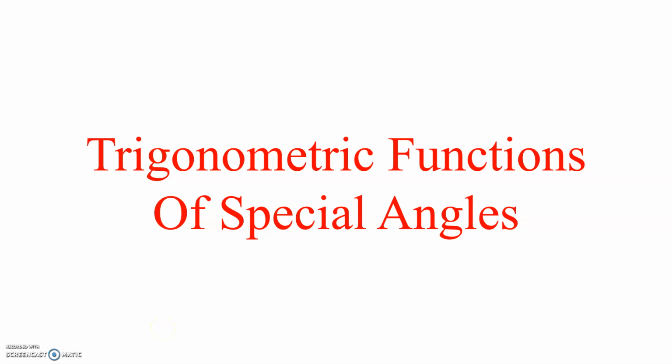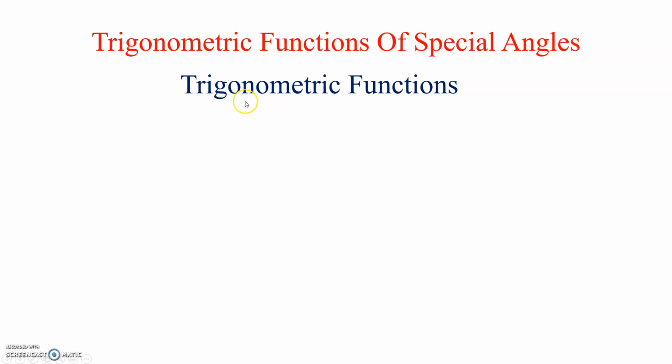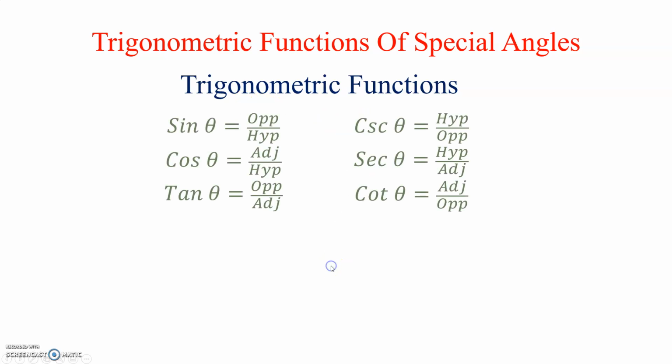Okay, in this video lesson, we'll be looking at determining certain trigonometric functions of our special angles. All right, so let's just quickly review. If we're finding the trigonometric functions of special angles, it makes sense to just review the trigonometric functions. So from SOHCAHTOA, the 6 different trigonometric functions and their corresponding ratios are sine, cosine, tan, cosecant, secant, and cotangent.